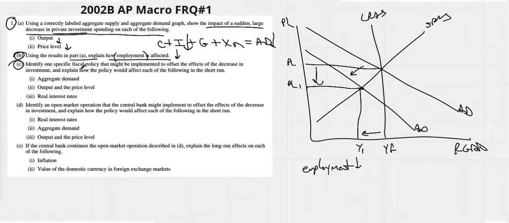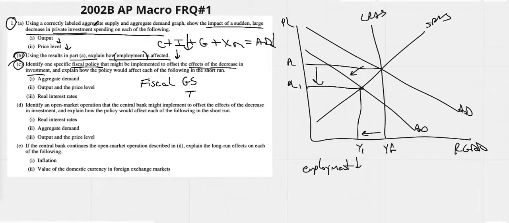C, identify one specific fiscal policy that might be implemented to offset the effects of a decrease in investment. So fiscal policy is either government spending or taxes. We are in a recession, so we need more.